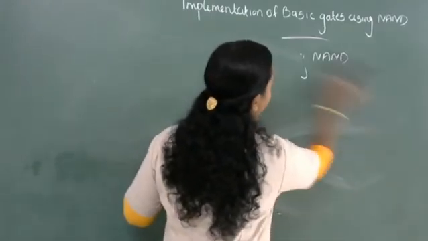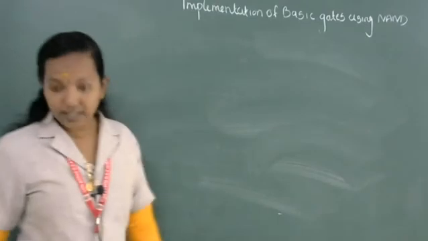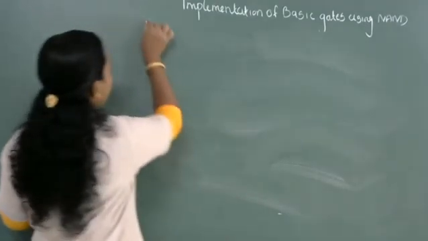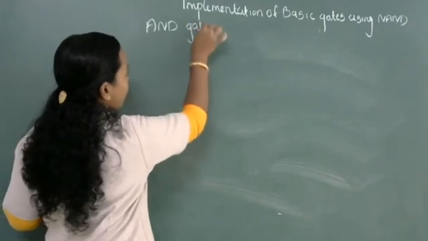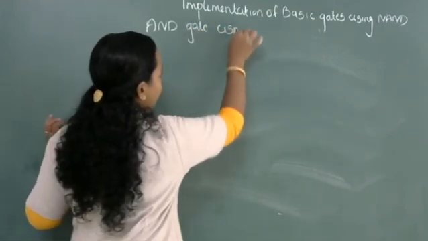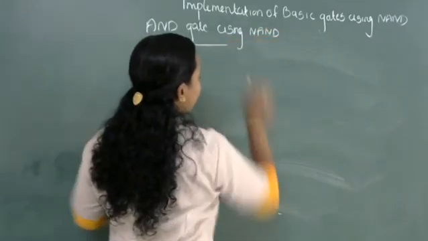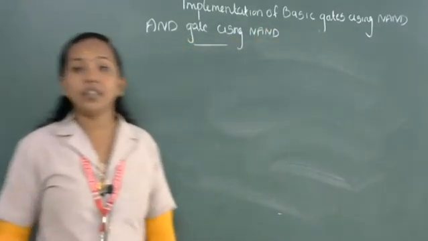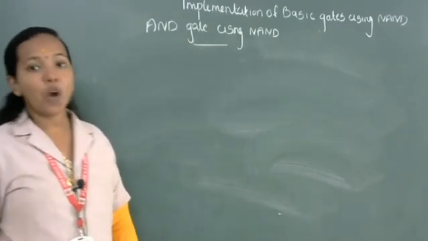Next I am going to draw the second gate. What is our second gate? AND gate using NAND. You know, after NAND operation, what will be the output? A dot B all complement.